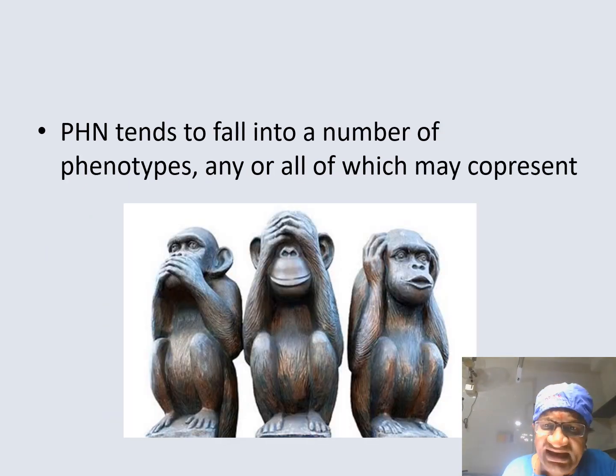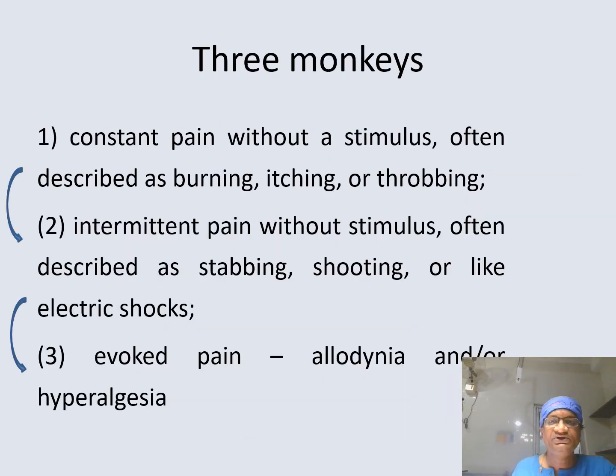PHN tends to fall into a number of phenotypes. Many types can co-present. Constant pain without a stimulus, burning, itching. Intermittent pain without a stimulus or an evoked pain. Anything can happen, but it is neuropathic. There is no nociception.